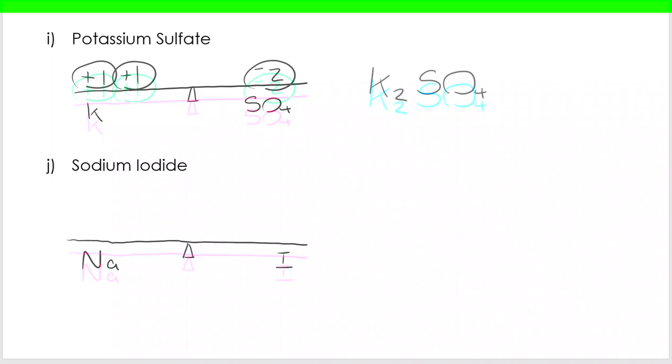And the final one, a simple one to finish off. Na and I. Na is group 1, +1. I is group 7, -1. I need 1 of each of them. My formula is NaI. That takes us to the end of this video.